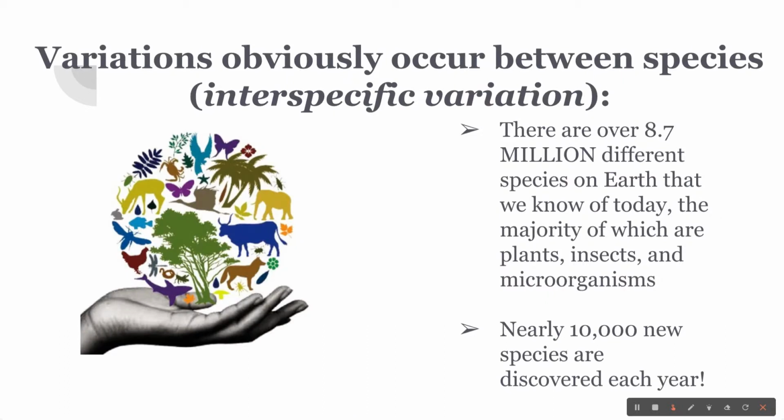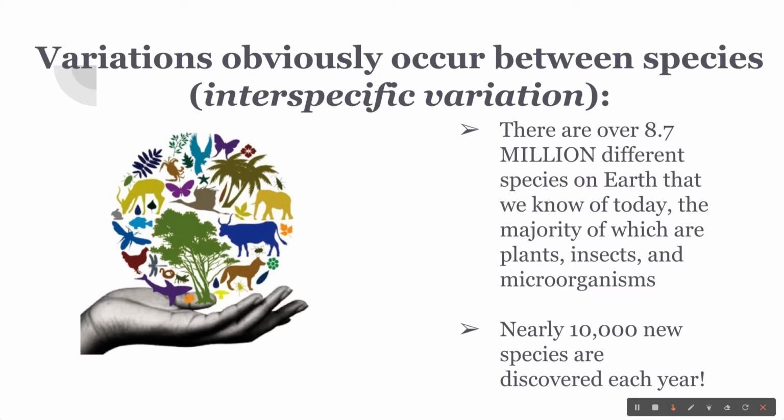But there's two types of variation. Variation between species is interspecific, so inter meaning between. There are over 8.7 million different species on Earth that we know of, most of which are plants, insects, and organisms.